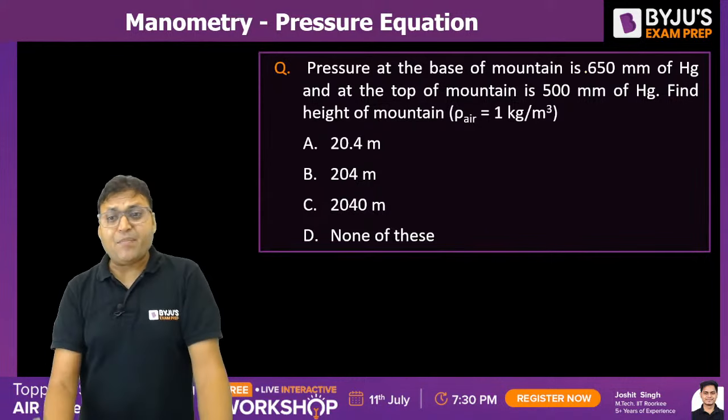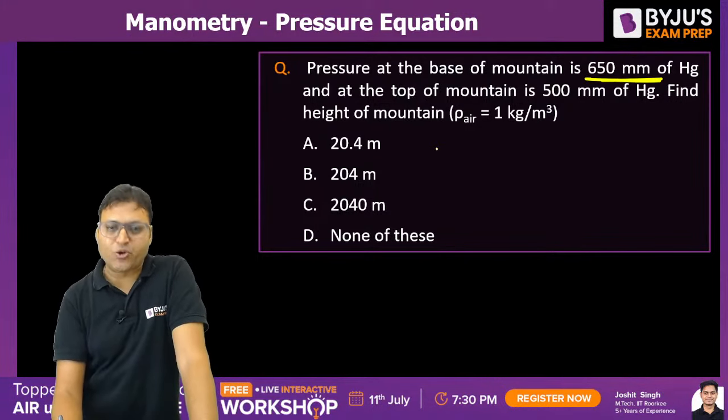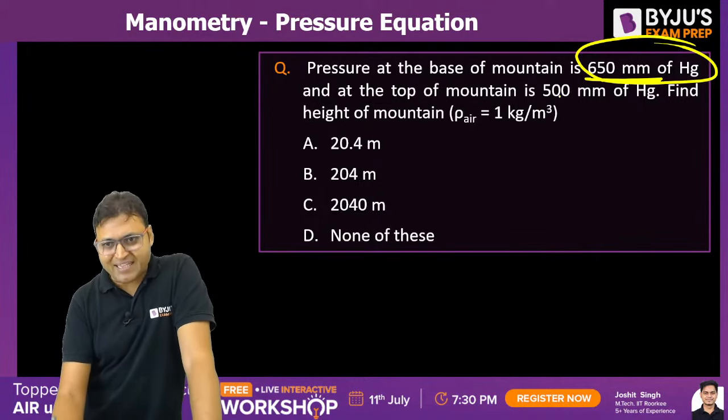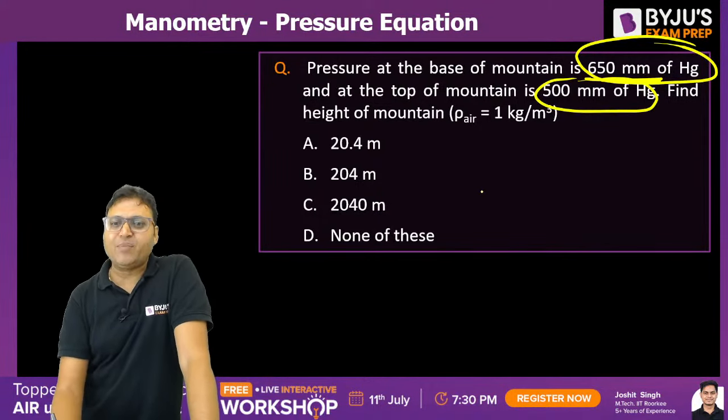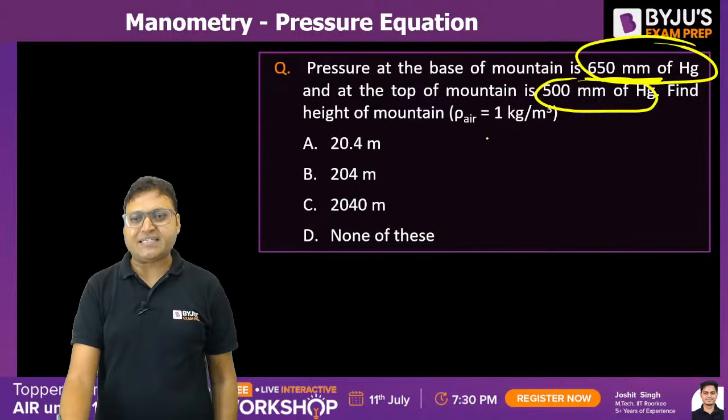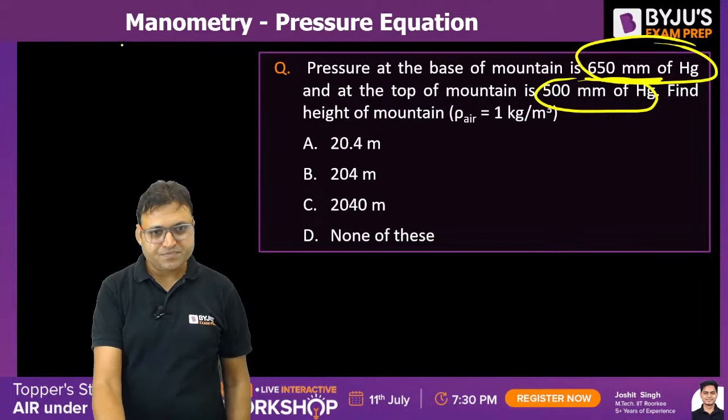The pressure at the base of mountain is 650 millimeter of mercury. The unit is given in terms of mercury head. And at the top of the mountain, it is again in mercury head 500 millimeter. Find the height of the mountain if the density of air is taken as 1 kilogram per meter cube.